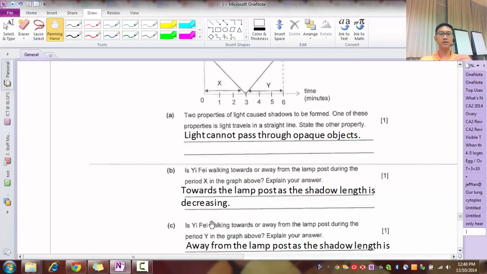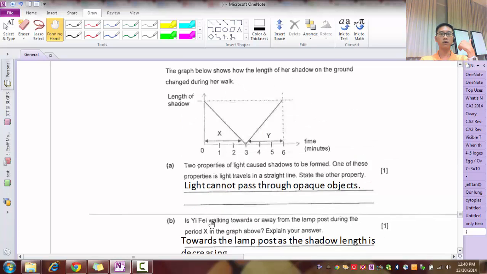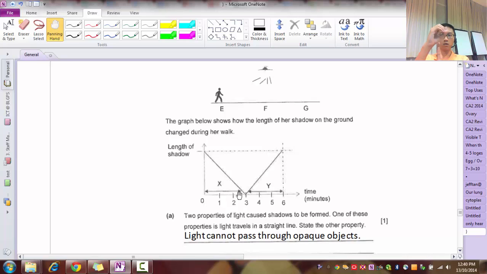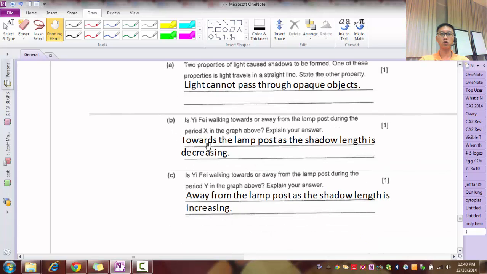Now, part B is if A is walking towards or away from the lamppost during period X. So is she walking towards or away from the lamppost? Basically, if you look at X, the length of the shadow is dropping. So obviously, when you are directly under the lamp, your shadow will be 0. It's just like at noontime, when the sun is directly above you, your shadow is very little, almost no shadow. So obviously, when my shadow is decreasing, she is walking towards the lamp. When my shadow starts to increase, it's because she's walking away from the lamp. Okay, so that's why B is towards the lamppost because shadow length is decreasing.